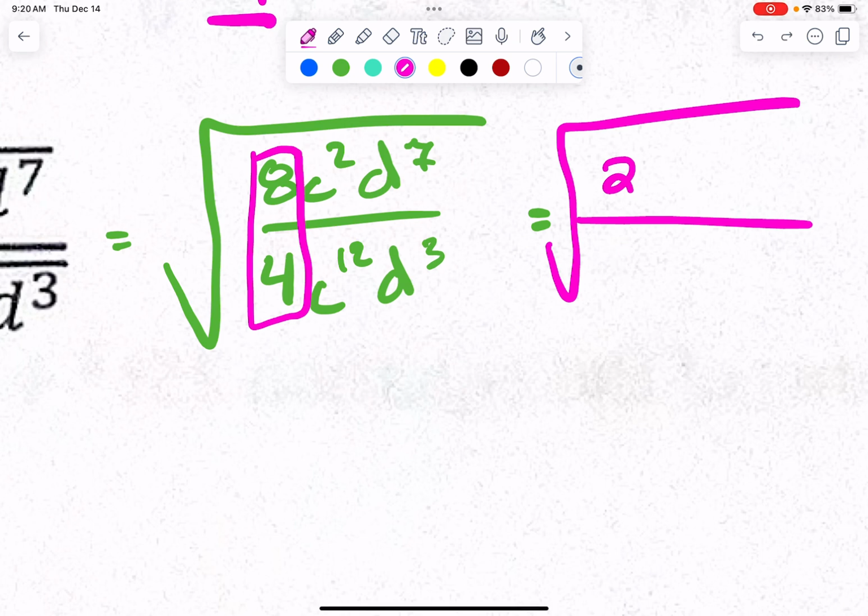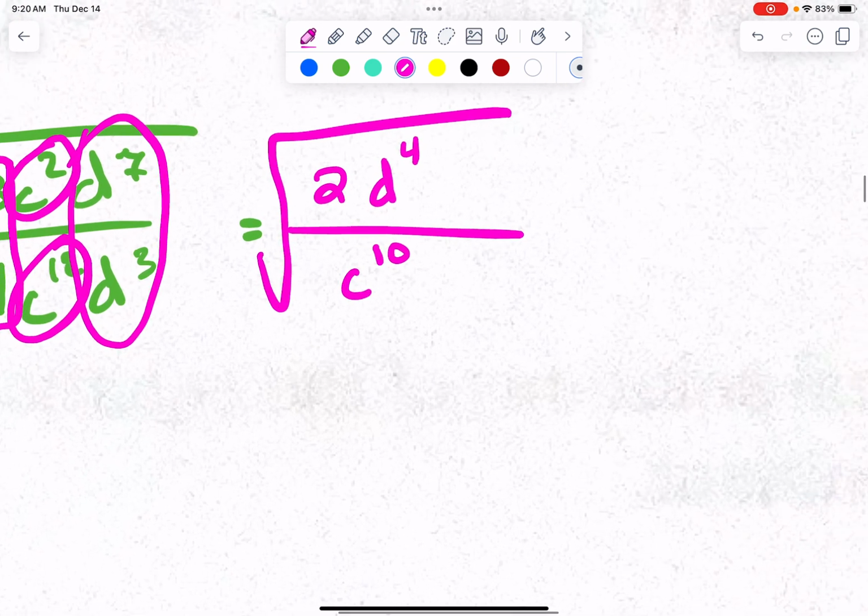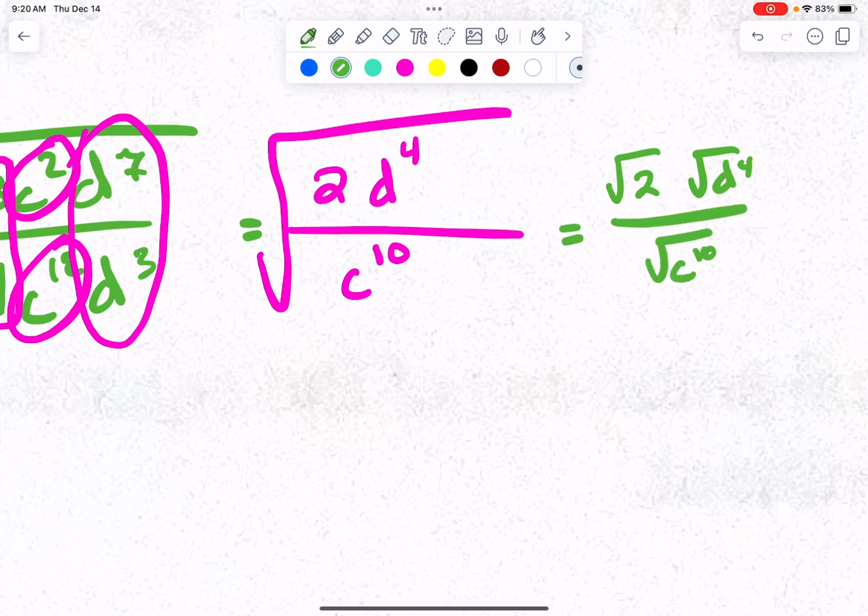For C's, I have 2 on top and 12 on bottom, so that means I'm going to have 10 on bottom. As far as D's go, I have 7 on top and 3 on bottom, which means I'm going to have 4 on top. That's like subtracting those. Now the only other thing I need to do is look at each piece individually. If I would break these apart, like the square root of 2 and the square root of D to the 4th and the square root of C to the 10th, what would that look like?